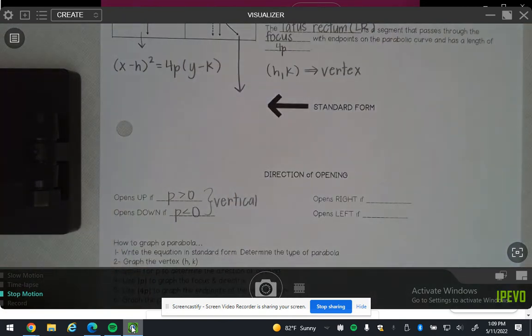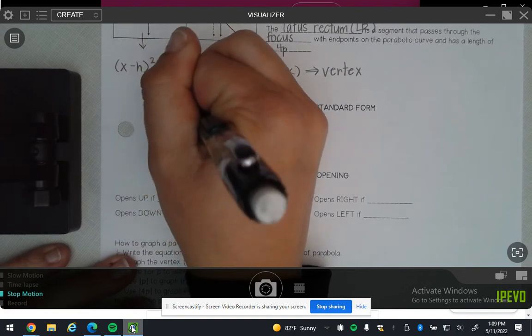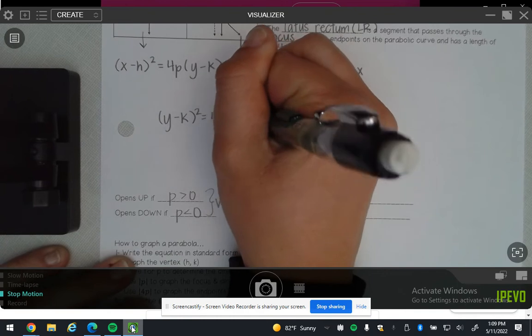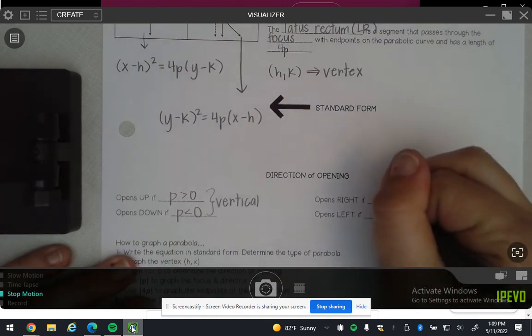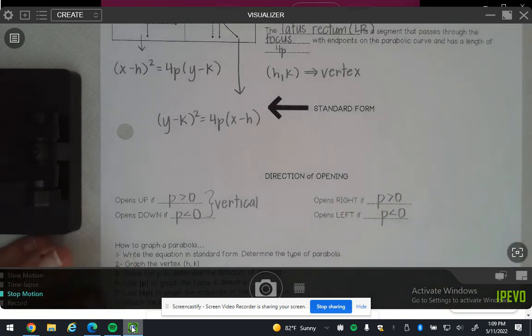Horizontal standard form. There's your horizontal. The only thing that switches are the x and the h with the y and the k. Right if your p is greater than 0, left if your p is less than 0.